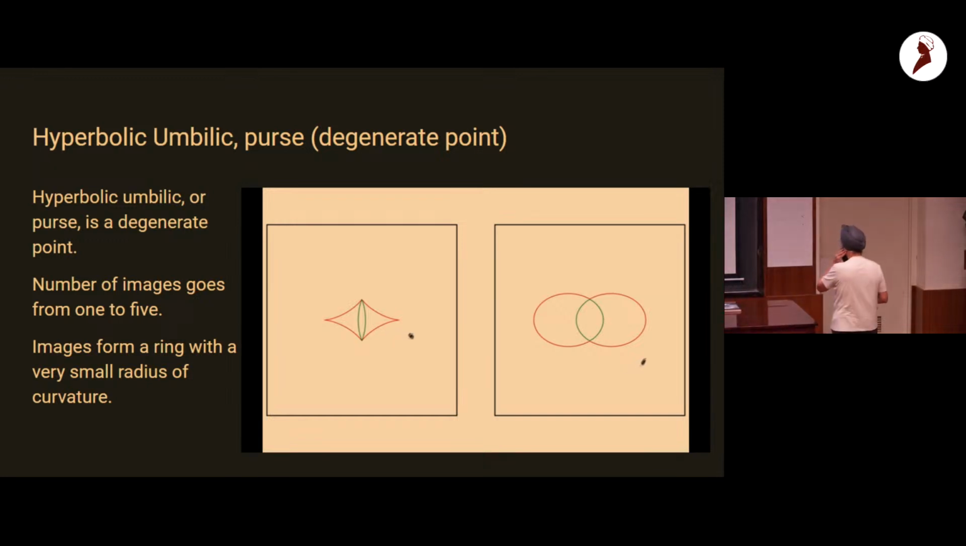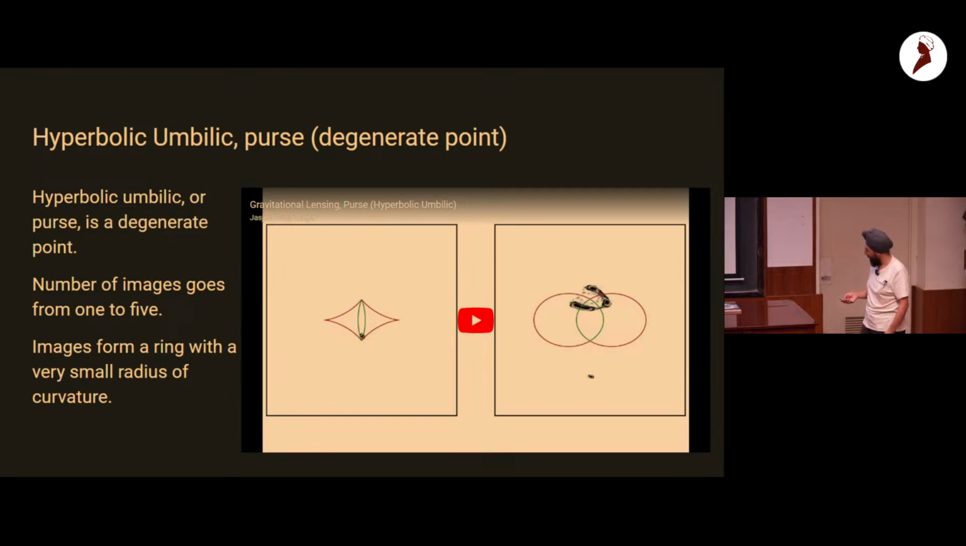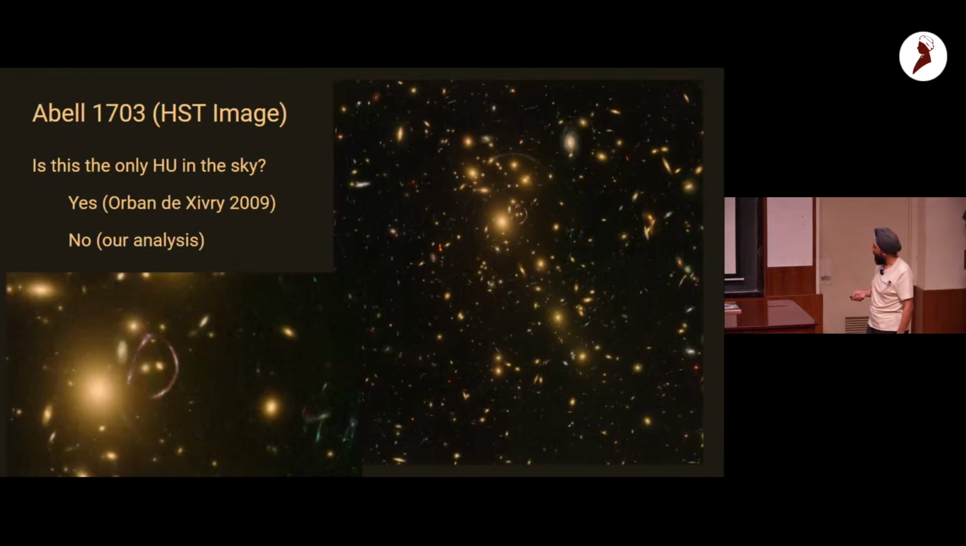So this is a hyperbolic umbilic, and at that stage when I asked observers, they said, no, we have never seen anything like this. And I kind of let it be for a while. In 2007, one system was discovered. This is Abell 1703. So this is the large arc which gives you the idea of the Einstein ring radius. And there is this tiny system which is blown up over here and shown.